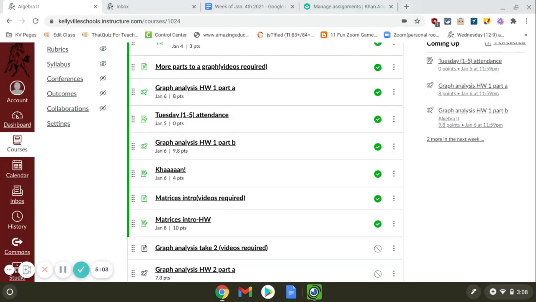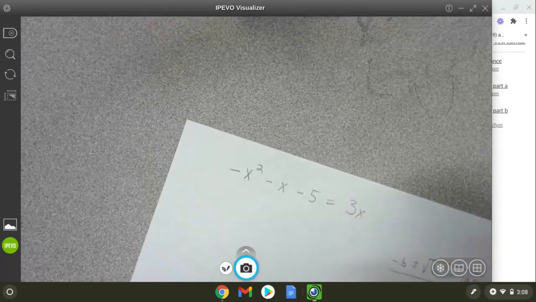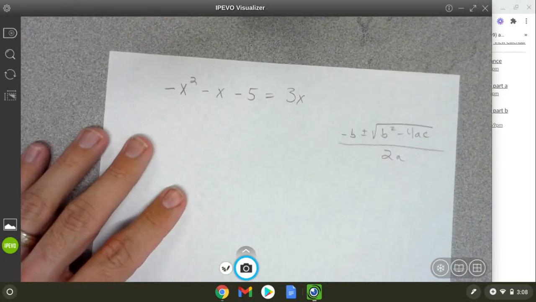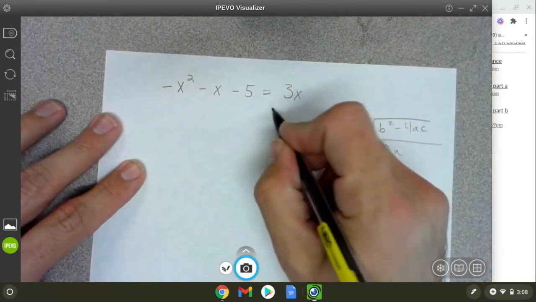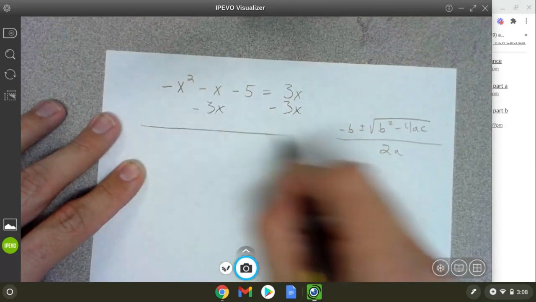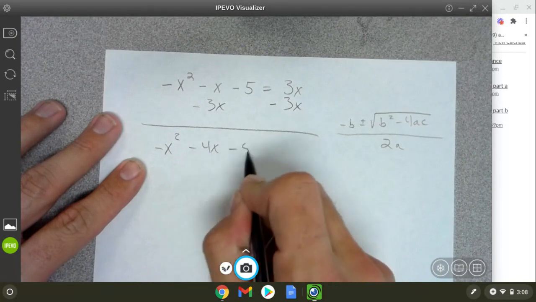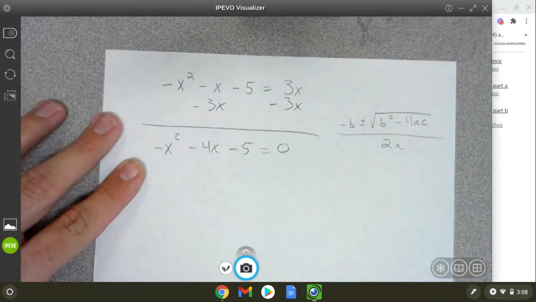All right, let's see how we're doing. Yeah, I think we got time. A little quick one here. So we need to move this 3x over. Okay, move the 3x over. This is going to be negative x squared minus 4x minus 5 equals 0.